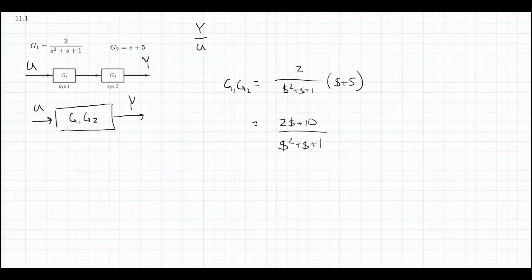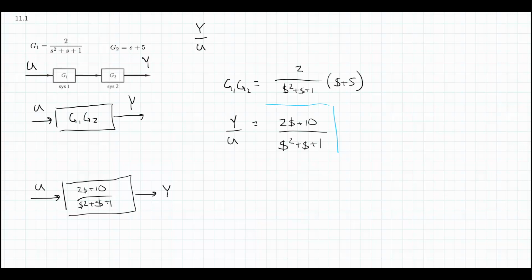bottom. And actually at this point, it's in the standard form I want. I have descending powers of s in the numerator, descending powers of s in the denominator. So this is the effective transfer function. So I could rewrite this as just one transfer function, 2s plus 10, over s squared plus s plus 1, and coming out is going to be Y. So this is my complete effective transfer function for these two transfer functions G1 and G2 set in series.